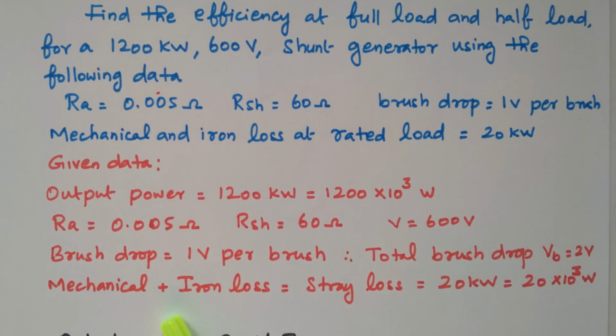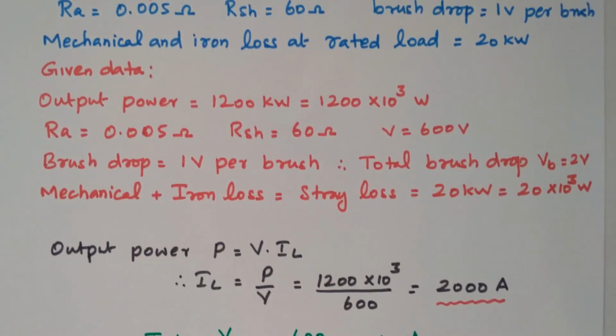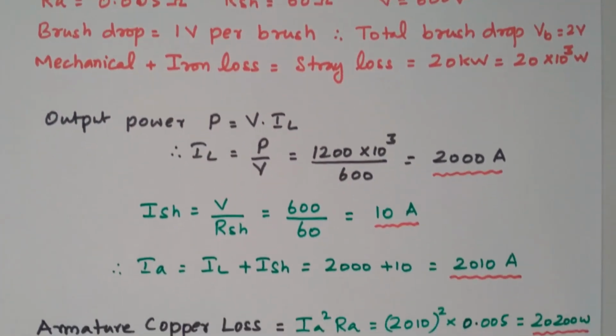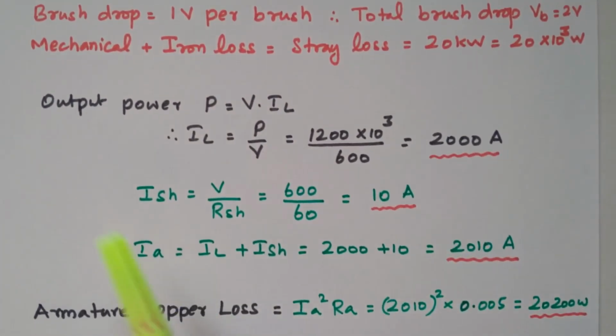Mechanical and iron loss together is also called a stray loss, that is 20 kilowatt. It means 20 into 10 to the power 3 watts. So these are all the data available. From that we need to find the efficiency. First we will find the output power.